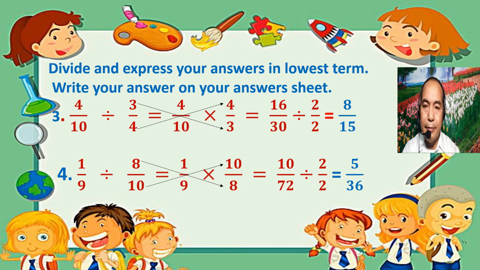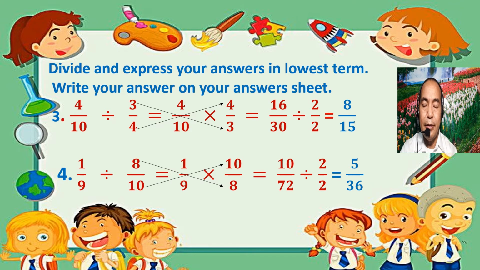Okay, let's go to item number 3. 4 over 10 divided by 3/4. Again, we will do the reciprocal of the divisor. 3/4 becomes 4 over 3. So from division it becomes multiplication. So we have 4 times 4 will give us 16. 10 times 3 will give us 30.